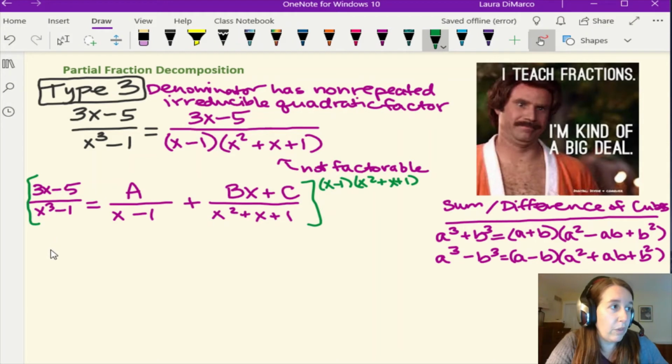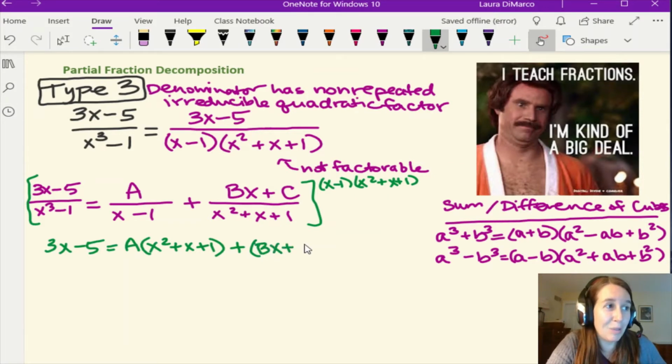So on the left we'll just have 3x minus 5. On the right we'll have A times x squared plus x plus 1. Okay, then we'll have, better use parentheses there because the whole numerator is Bx plus C. That all needs to be multiplied by, oh good, the quadratic cancels out, doesn't it? So we just have to multiply it by the x minus 1 factor. Okay, so now this is the problem that we're trying to solve to find A, B, and C.